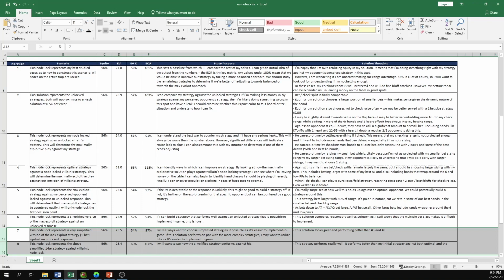So these are the types of takeaways that I'm trying to come away with as I'm going through these solves. And we could keep going if we want.